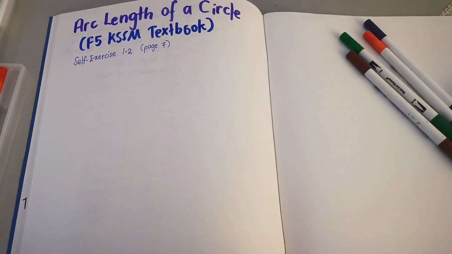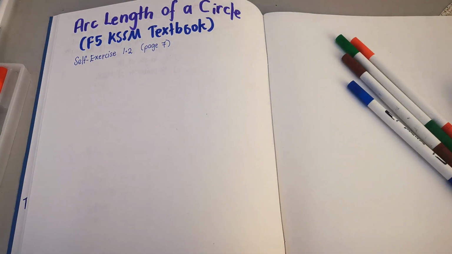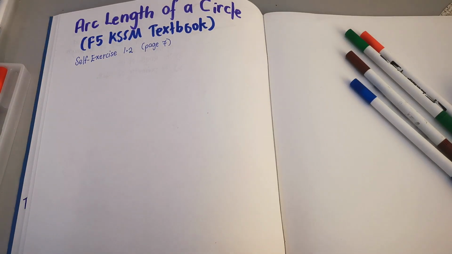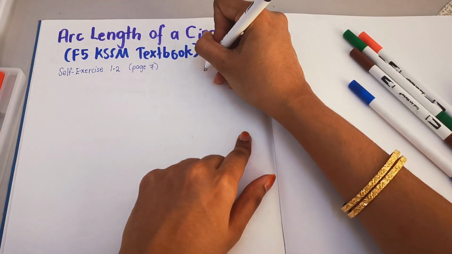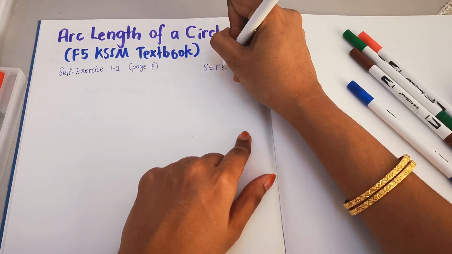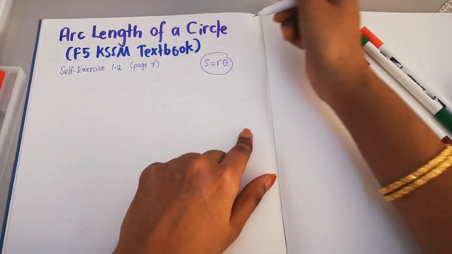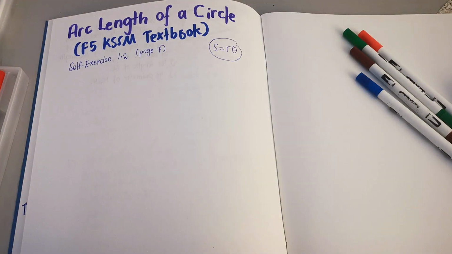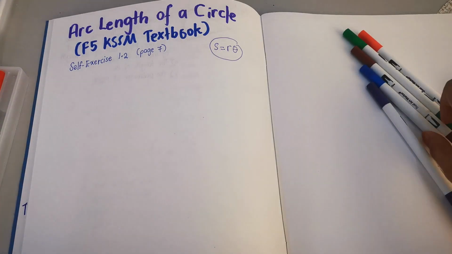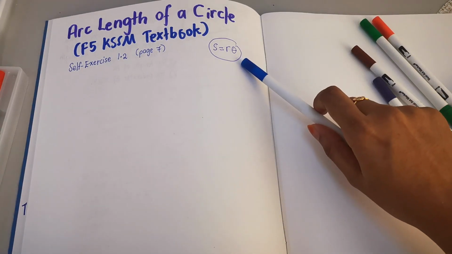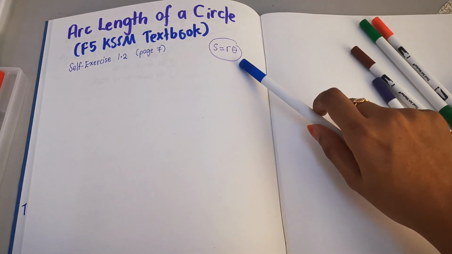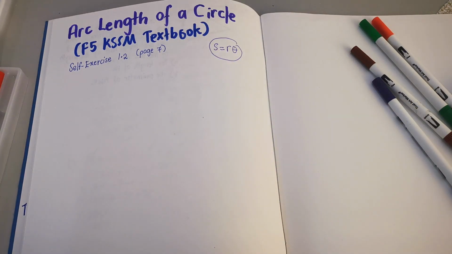So if you guys still remember arc length of a circle, there is a formula for it, which is S equals to R theta. Please, if you can, just memorize it, because of course the formulas are given in our SPM exam paper, but it will be good if you can memorize it.